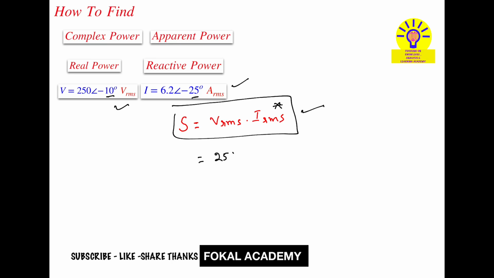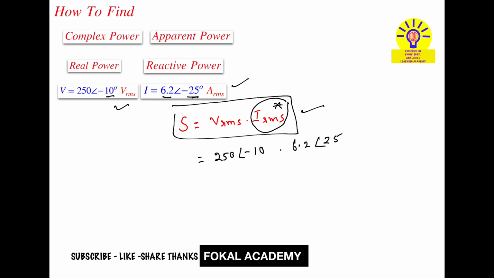250 with phase angle minus 10, into 6.2. Here apply the conjugate. Conjugate means the amplitude is the same, that is 6.2, and the phase angle sign changes. So minus of minus means plus. The angle is plus 25; here minus 25 is there, and it becomes plus 25 because of the conjugate.